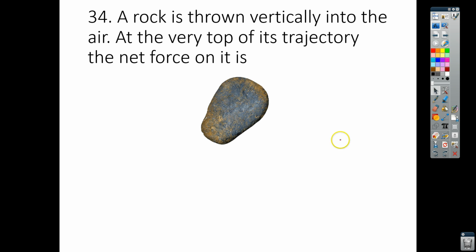Number 34, a rock is thrown vertically. So now this time our rock is going up. At the very top of its trajectory, its net force on it is, well, we've got to think about it. The only force that we have acting on the rock at the very top here, because its velocity is equal to 0, the only thing we have is just gravity. So gravity here is the only force acting on it. We know that mass times gravity is its weight.